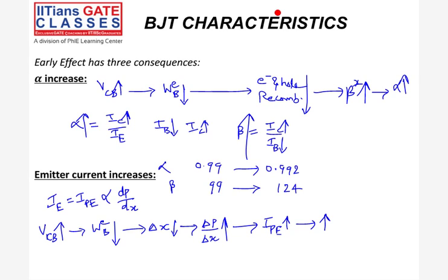Emitter region. So see, the emitter region is not affected, because the emitter junction, that emitter width, is constant. It is not changed. Emitter width is not changed, so the emitter region will not get changed. So whatever charge carriers are there in the emitter region, those will be constant.